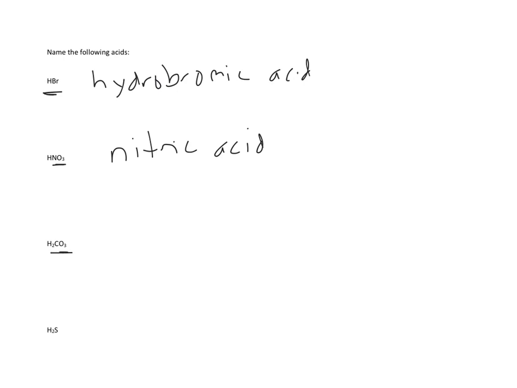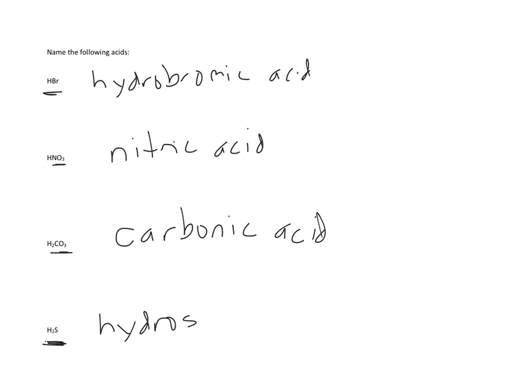This, we recognize CO3 2 minus as carbonate. This is not binary, it's an oxoacid, so this is going to be carbonic acid. This is what's in soda. And lastly, H2S, this is binary because it's got H and S and nothing else. So binary is always hydro, and S is going to be sulfuric acid. And that's how we name them.